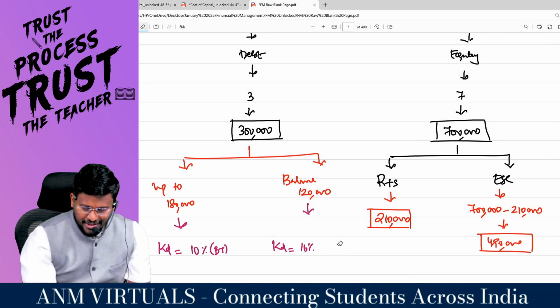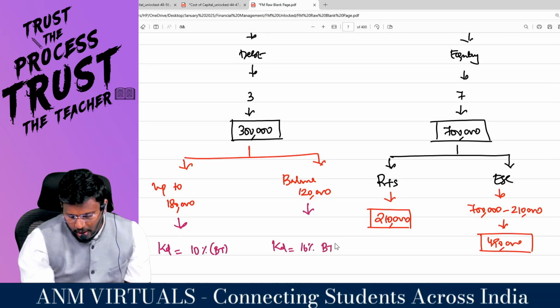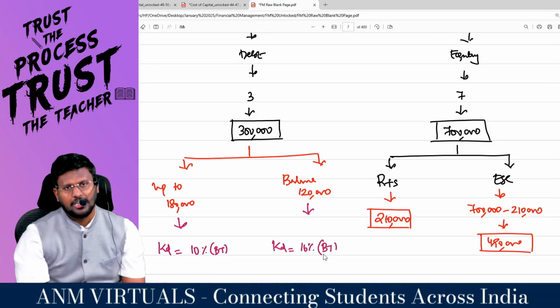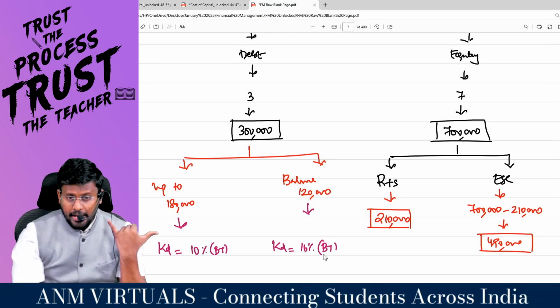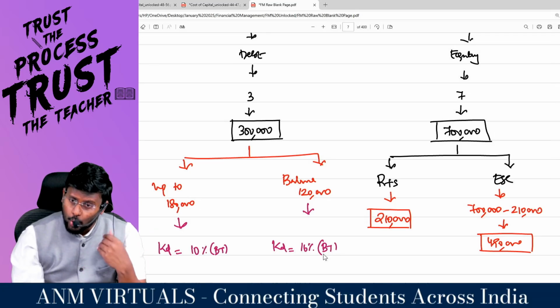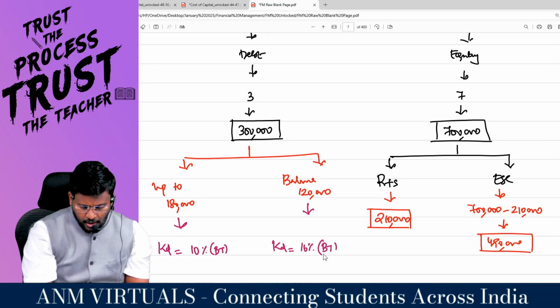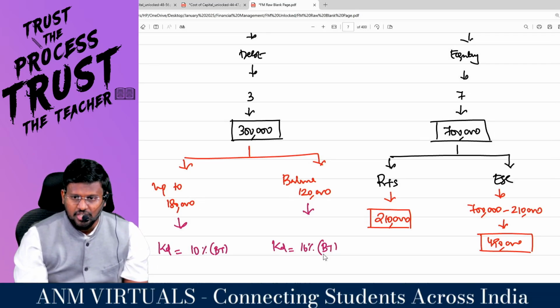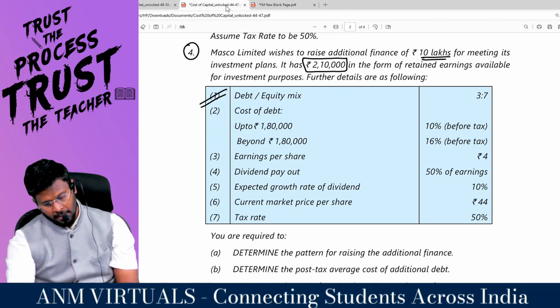So basically they are applying the traditional approach. When you inject more and more debt into the capital structure, KD will not be constant as per the NI approach, and KD will not be constant as per the NOI approach either. KD will change as per the traditional approach. That's why when you are injecting more debt into the capital structure, KD's nature is changing.